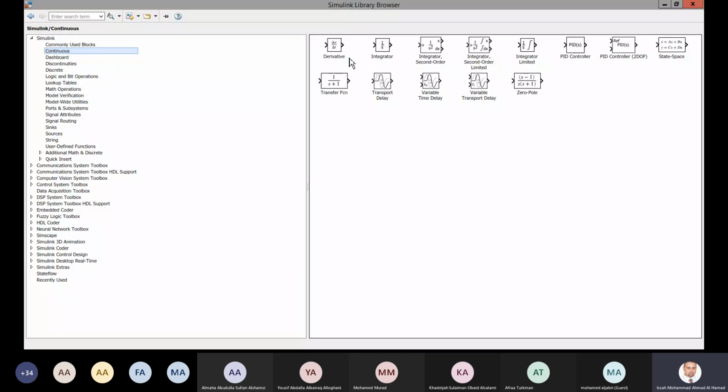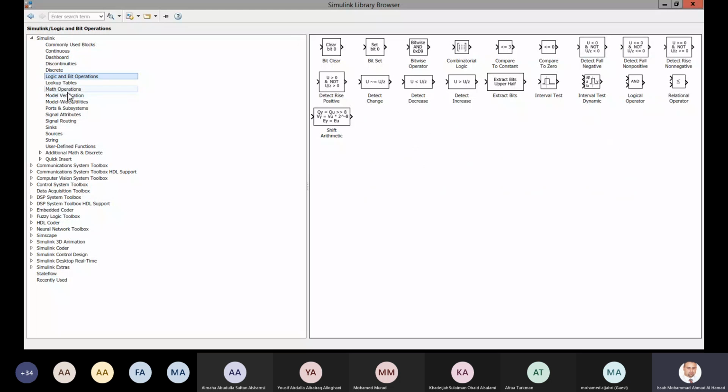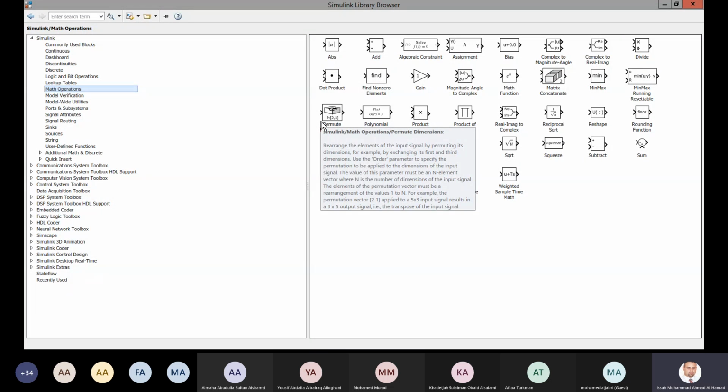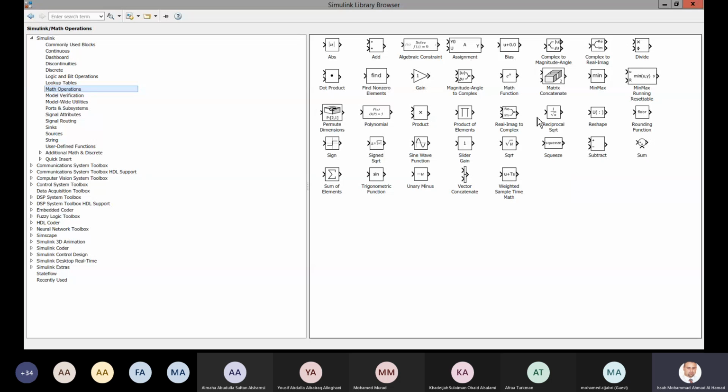Of course, these are some mathematical blocks for calculus, for example, integrator, second integrator, derivative and so on. Dashboard. These are some programming blocks for app designer. So there are multiple types of blocks here. For example, these are the mathematical operations. Most of the mathematical operations are included here. Okay, if you don't have a certain mathematical operation, you can do it in the mathematical function.